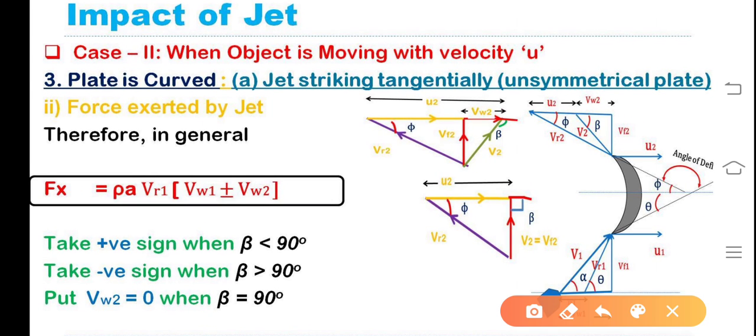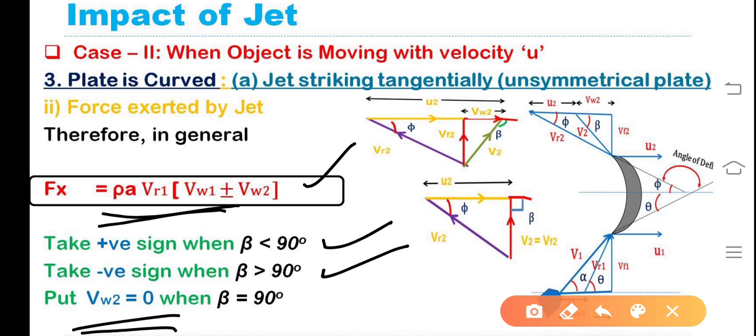Therefore, in general, the force exerted by the jet is equal to rho A VR1 whole multiplied by VW1 plus or minus VW2. Take the positive sign when beta is an acute angle, less than 90 degrees. Take the minus sign when beta is greater than 90 degrees, that is an obtuse angle. Put VW2 equal to 0 in the same equation when beta is equal to 90 degrees.